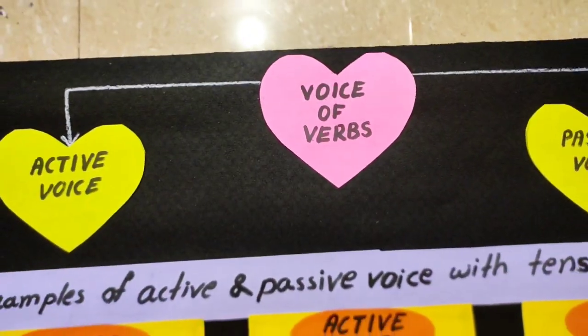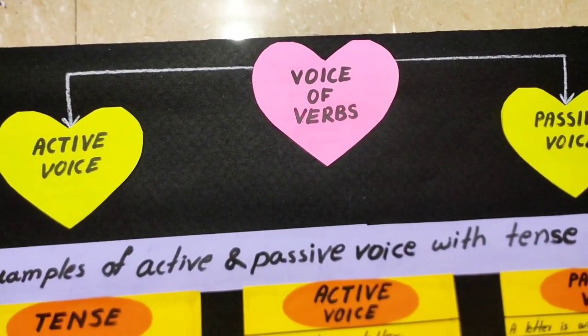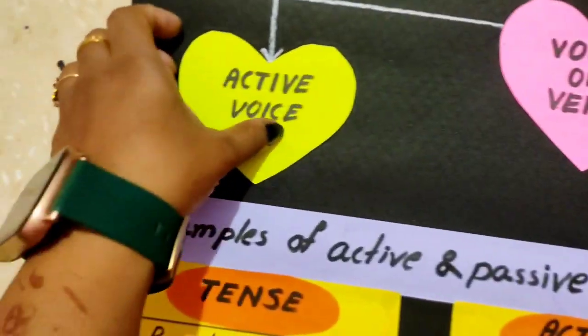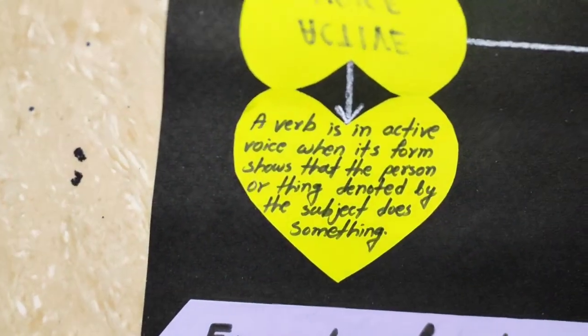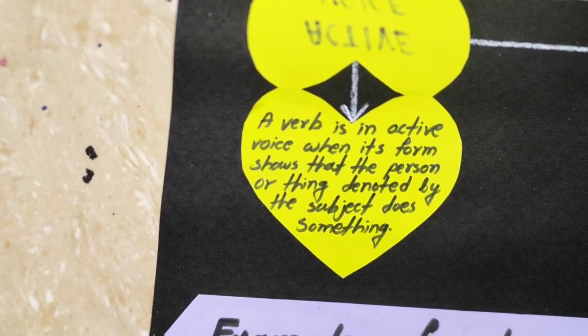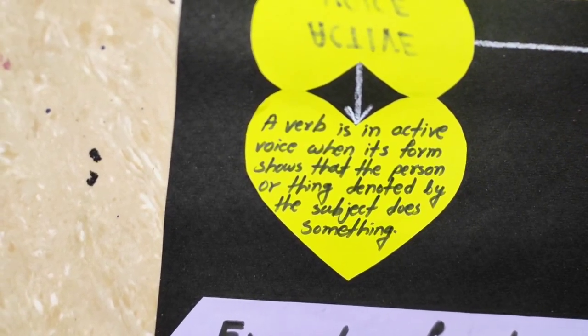Then types of voice of verbs. There are two types of voice in English grammar: active voice and passive voice. Active voice: a verb is in active voice when its form shows that the person or thing denoted by the subject does something.